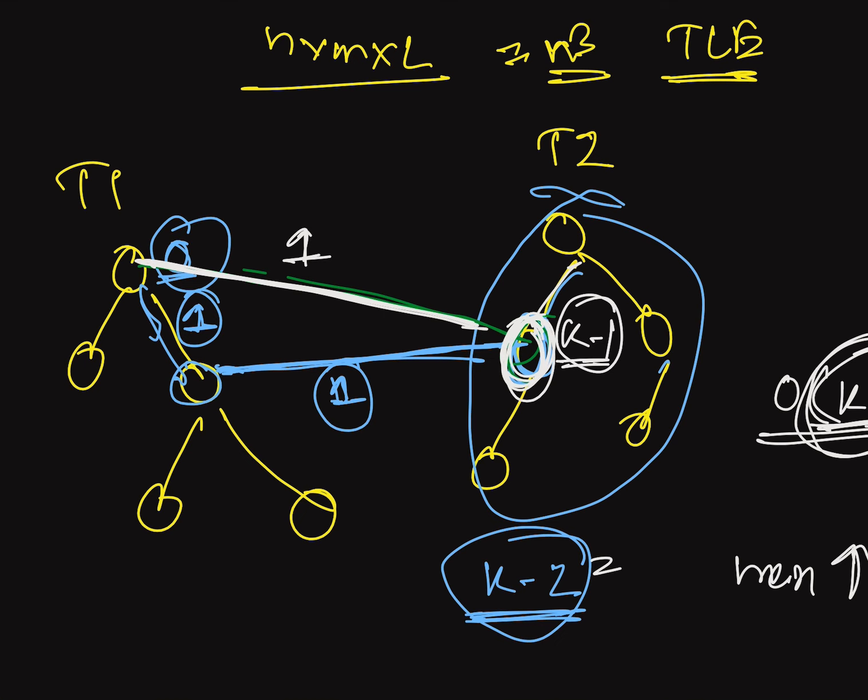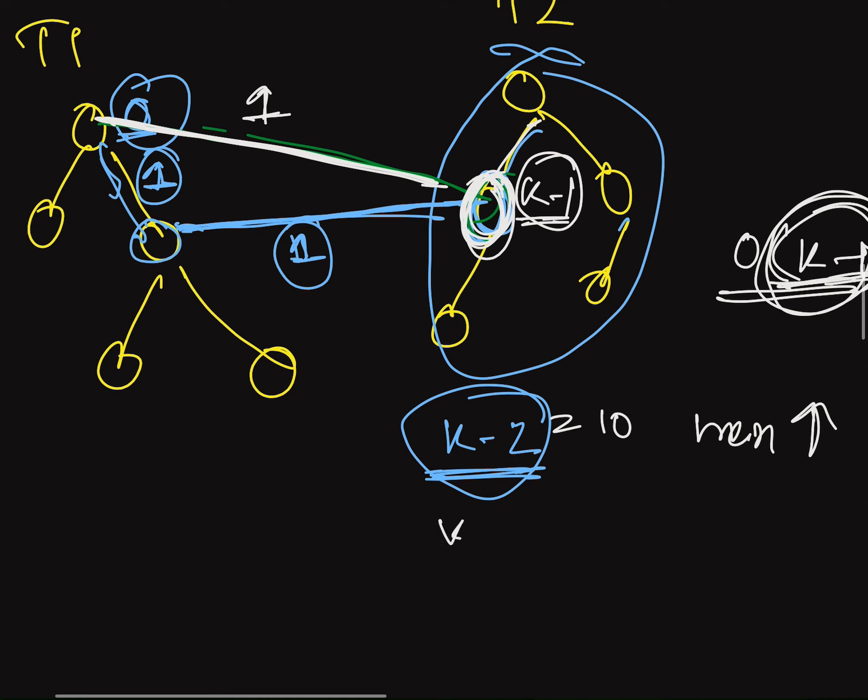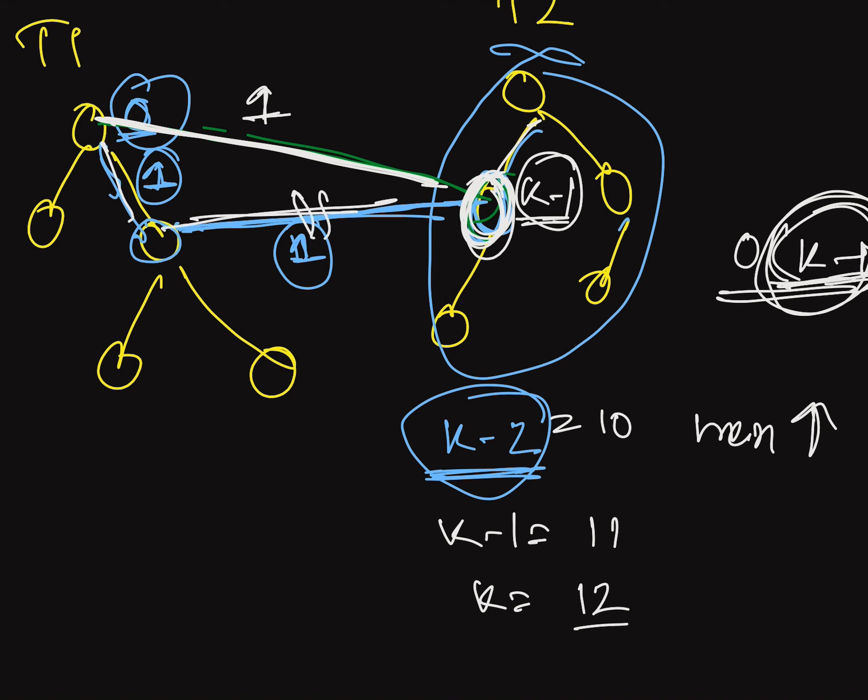Suppose 10. Okay, and how many nodes are at a distance k minus 1? Suppose 11. Okay, and at a distance k, suppose 12. It may be possible, valid. Now if I add this edge, then what will be the maximum number of target nodes possible?